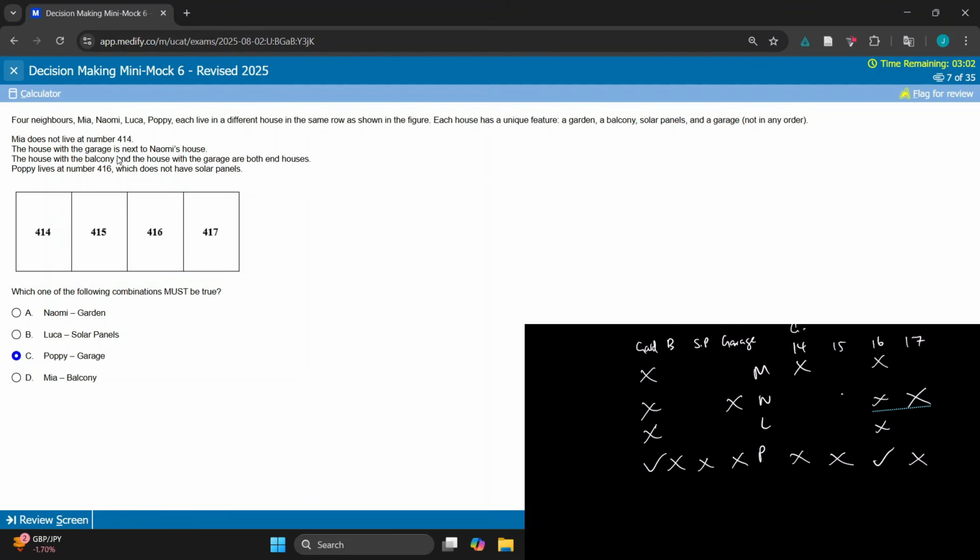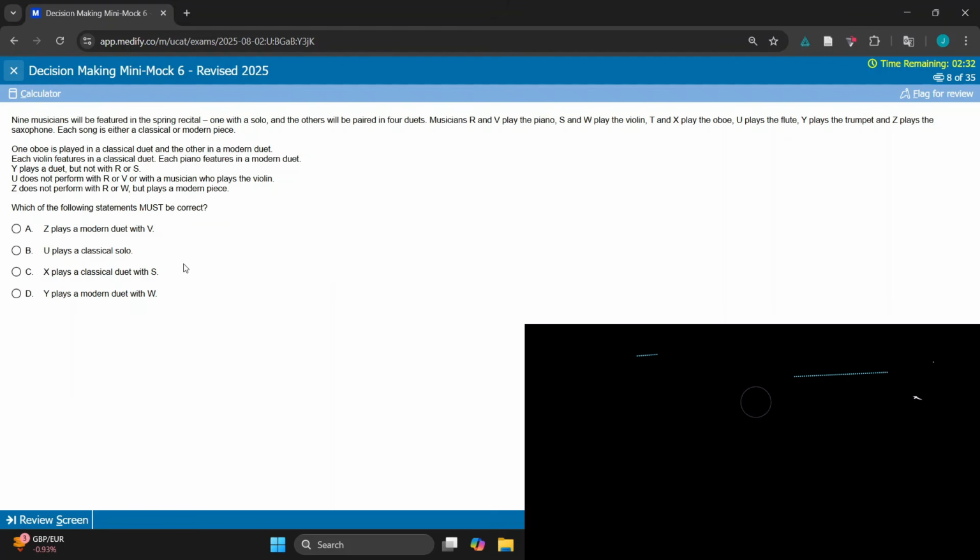So if Naomi's at 15, I might be making too much of a guess here. Therefore, let's see if this gets us anywhere. So the house of the garage is next to Naomi's house. So L has the garage. And does that mean Mia has the balcony? Yes, Mia must have the balcony because they're both end houses. Okay, let's go with that.